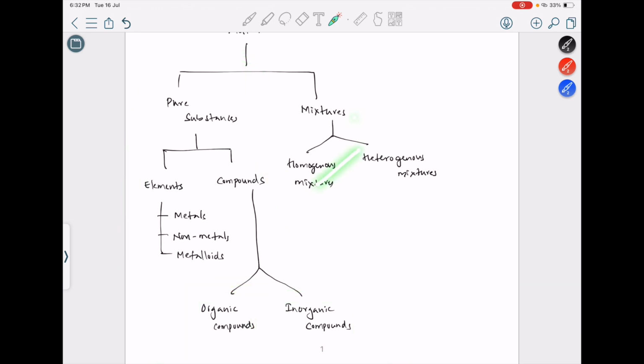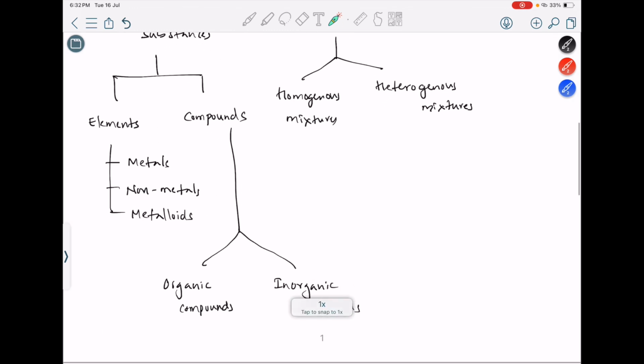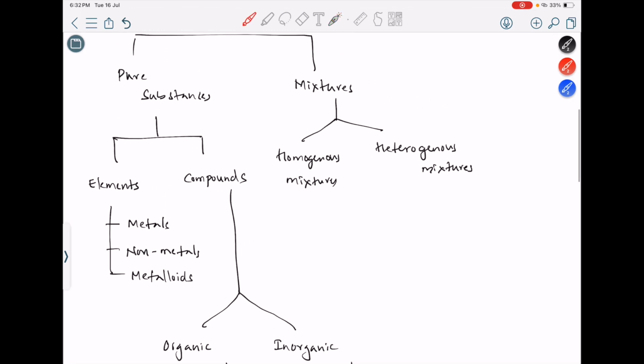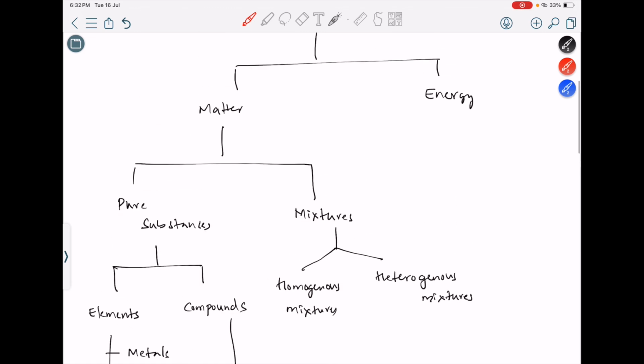If we start with mixtures, under mixtures we have two more categories. One is homogeneous mixture. Another category of mixture is heterogeneous mixture. One more point I want to stress here is on the type of classification. Whatever classification we have seen here, like matter being made up of pure substances and mixtures, this entire thing is chemical classification.